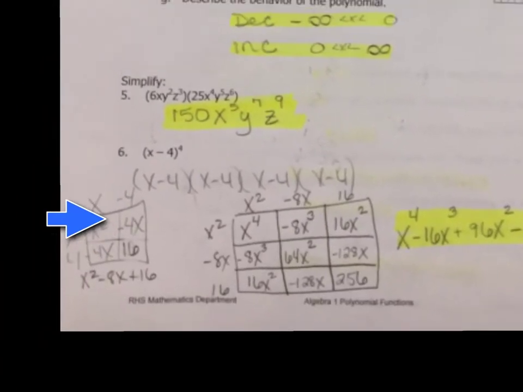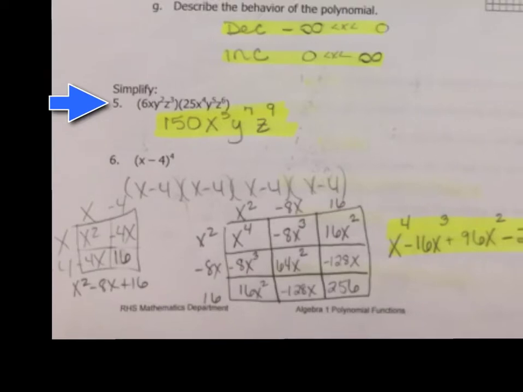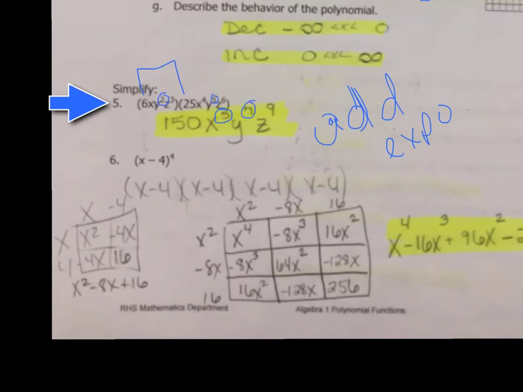Okay, now we have some multiplying monomials simplifying. So right here we have 2 monomials being multiplied. I'm going to multiply 6 times 25 to get 150, and then I add the exponents. I have an x to the 1st, x to the 4th, which makes it x to the 5th. 2 and 5 gives me 7. And for z, it's 3 plus 6, which is 9.